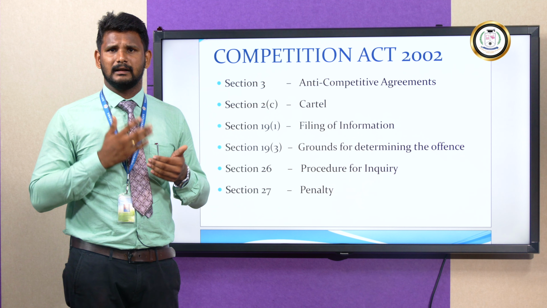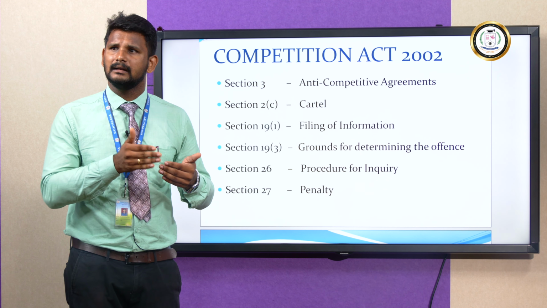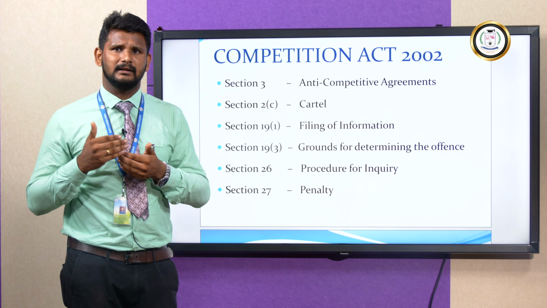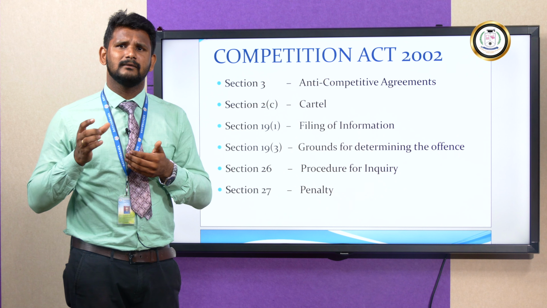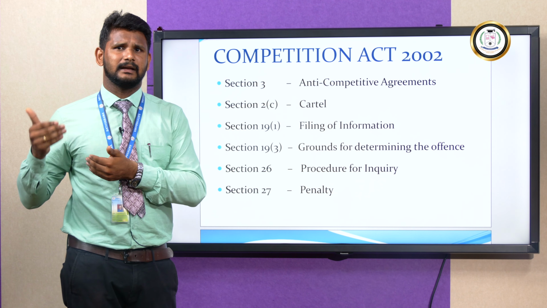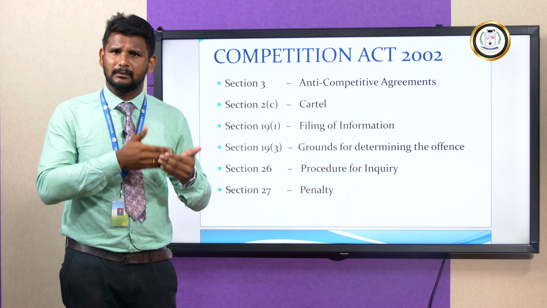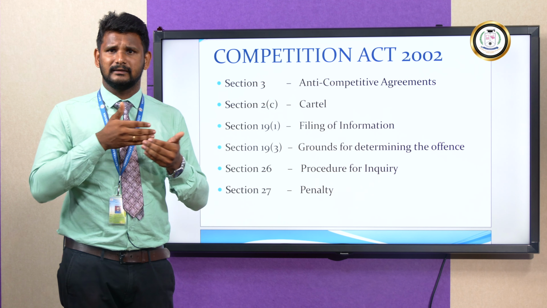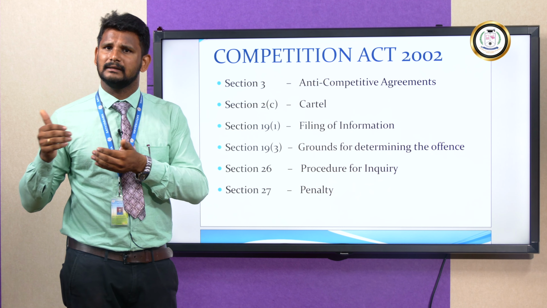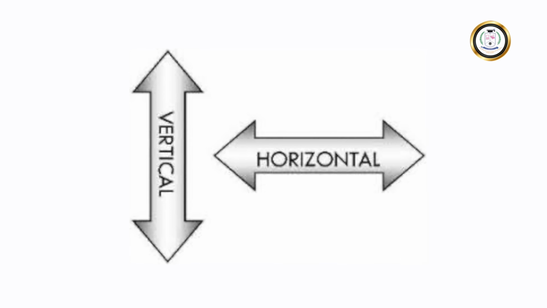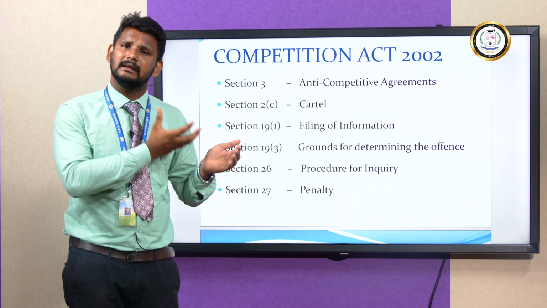Under the horizontal agreement, we have 2 different offences to be listed, which are cartel and bid rigging. On the other side, vertical agreement, which is dealt with under section 3 subsection 4, can be classified into 5 different categories. One is tie-in arrangement, the other is exclusive supply agreement, the third is exclusive distribution agreement, refusal to deal, and the final is resale price maintenance. The horizontal and vertical agreements are classified as per the performances in the market area.